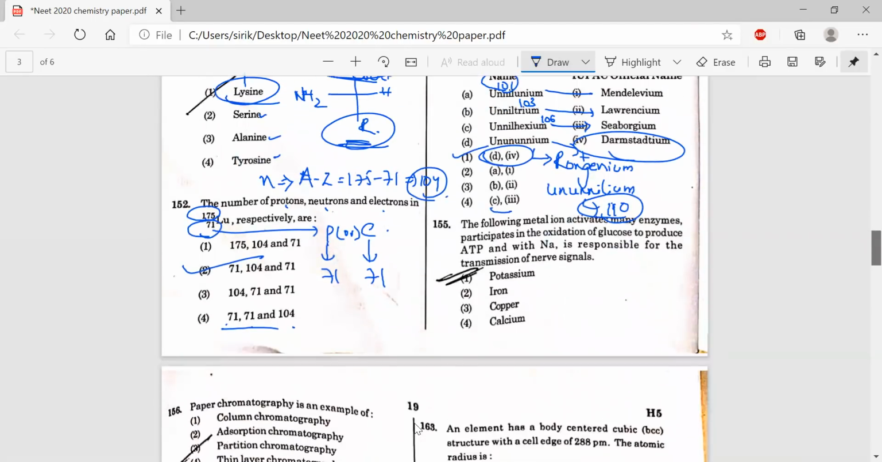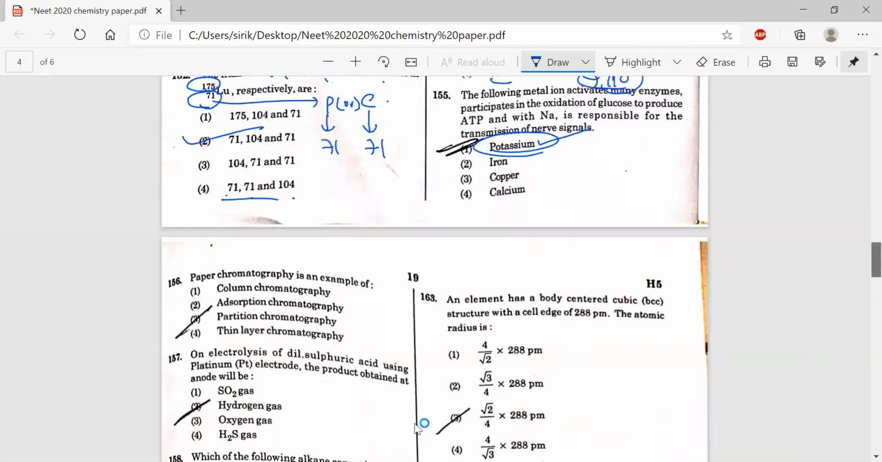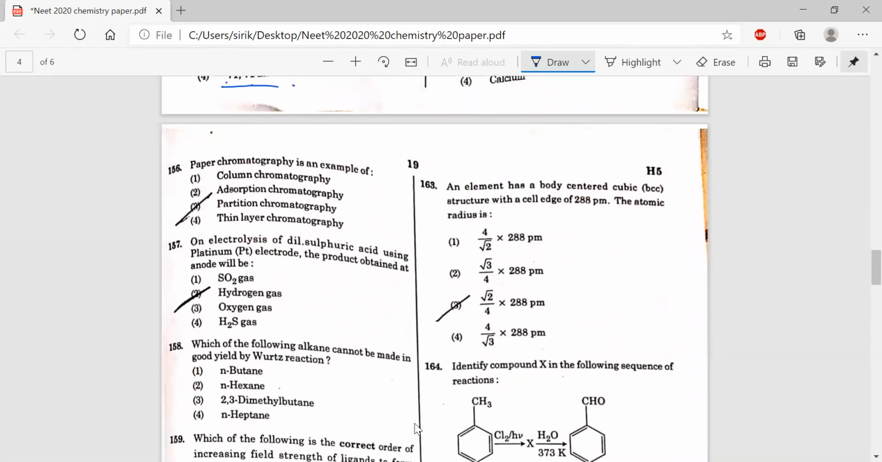And the next one is: the following metal ion activates many enzymes, participates in the oxidation of glucose to produce ATP, and is responsible for the transmission of nerve signals. That is option 1, potassium. 156, paper chromatography is an example of partition chromatography.